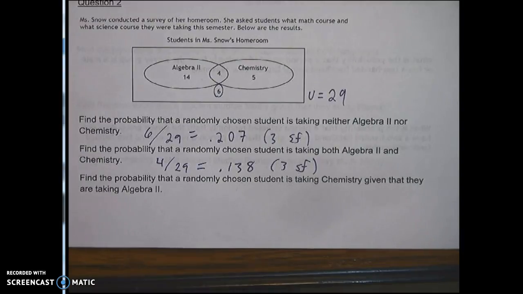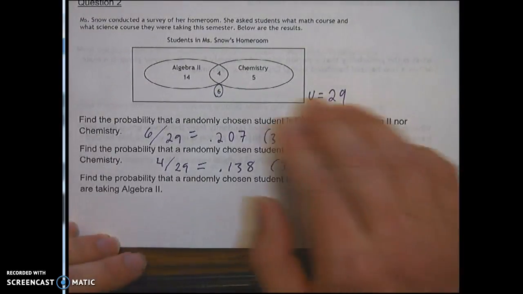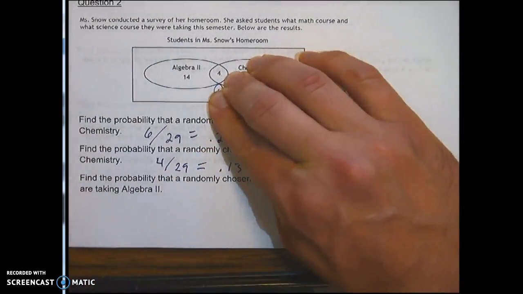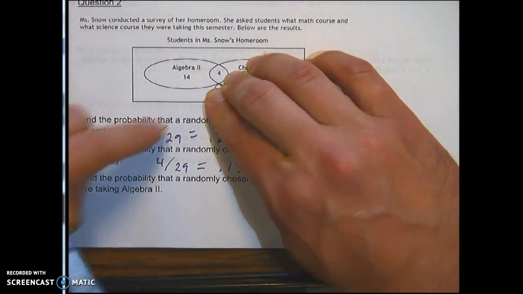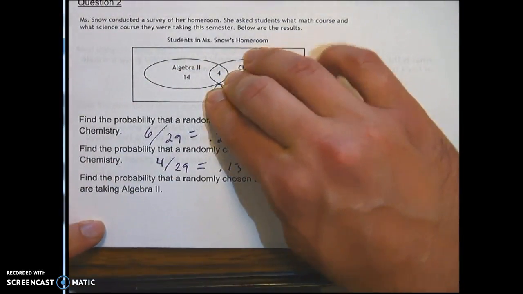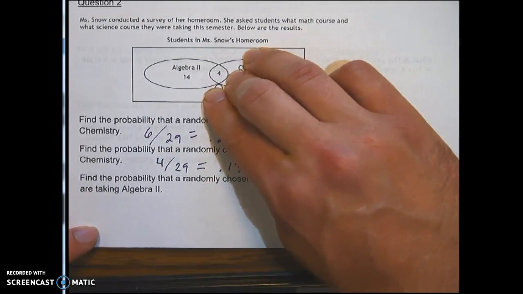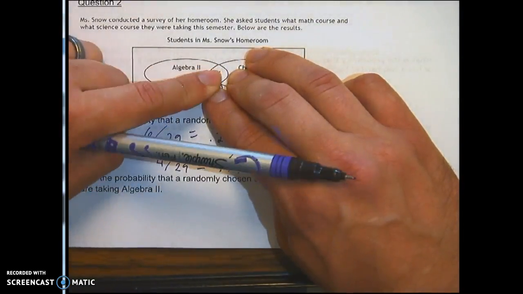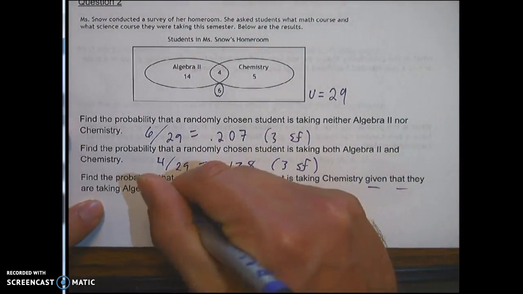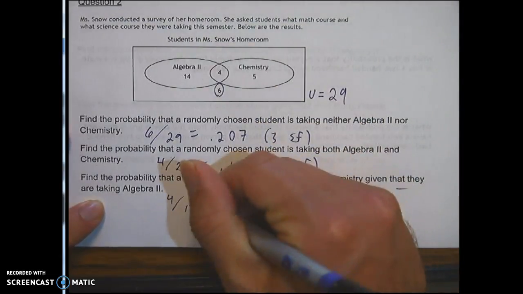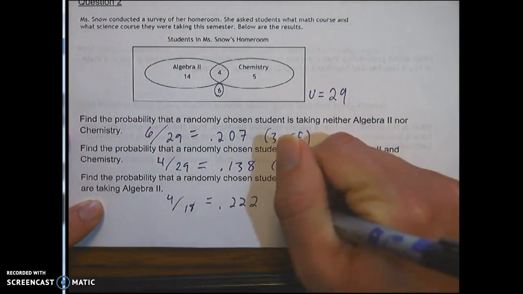Find the probability that a randomly chosen student is taking Chemistry given that they are taking Algebra 2. So whenever you see "given that," it means we're going to limit our universe. Given that they are taking Algebra 2, we are only looking at the people who are taking Algebra 2. So these 18 folks right here, that's our new universe. Given that they're taking Algebra 2, what's the probability that they're taking Chemistry? Well, of those 18, only 4 are taking Chemistry. So it would be 4 out of 18, which is 0.222 to 3 significant figures.